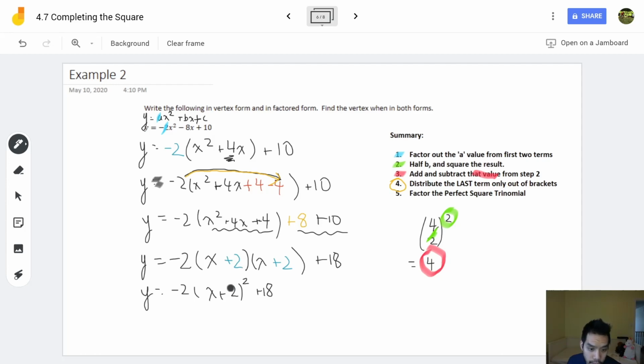We can find the vertex here because it's in vertex form. The vertex is, remember to switch the sign, it's going to be -2 and this is 18. So we can extract the vertex from there. Alright, so we have to find the following in factored form as well. So I'm going to do that on the next page.